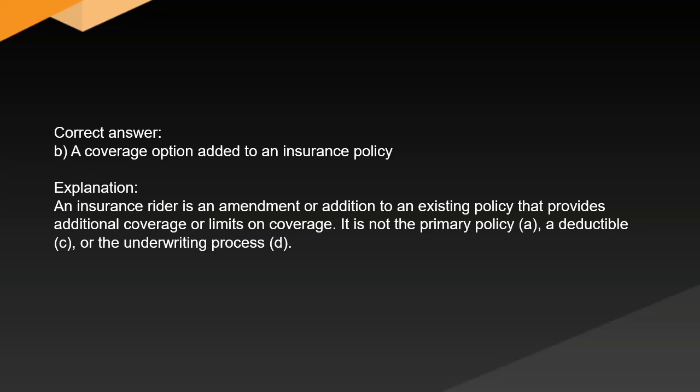Explanation. An insurance rider is an amendment or addition to an existing policy that provides additional coverage or limits on coverage. It is not the primary policy, A, a deductible, C, or the underwriting process, D.